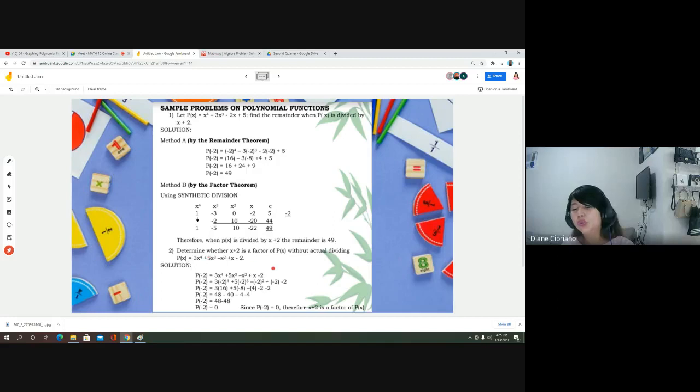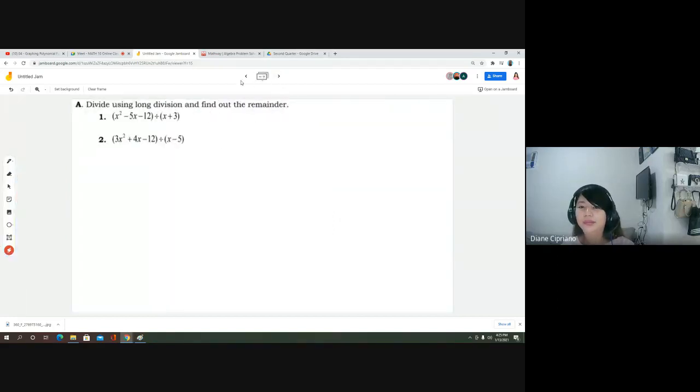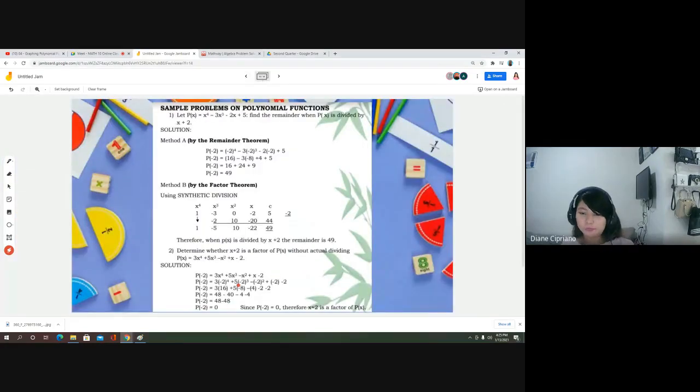So, for our example number 2, meron pa ba? Ayan, meron pa. So, for our example number 2, determine whether x plus 2 is a factor of p of x without actually dividing, nang wala daw dinidivide, where p of x is equal to 3x raised to 4 plus 5x raised to 3 minus x squared plus x minus 2. So, by substitution, you will get 0. Since p of negative 2 is equal to 0, therefore, x plus 2 is a factor of p of x.